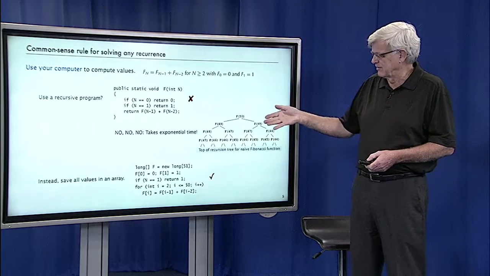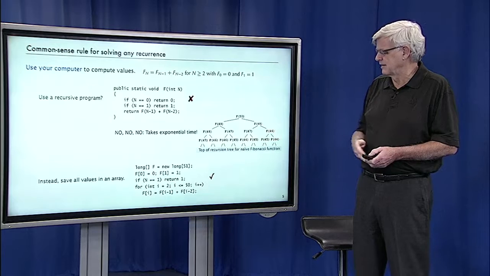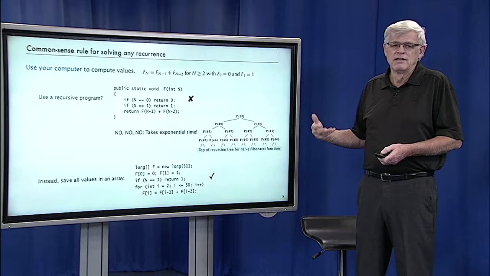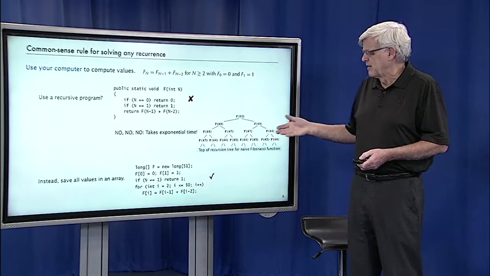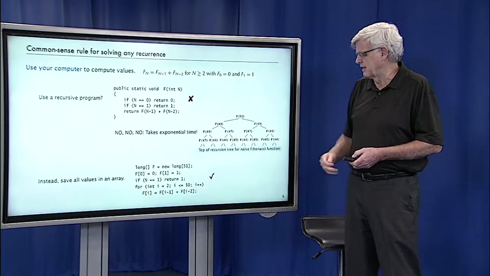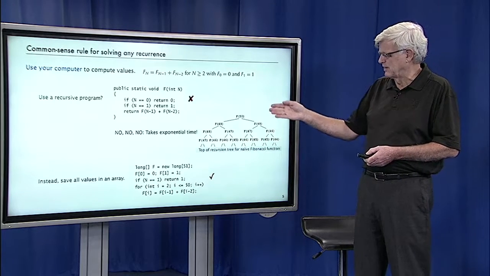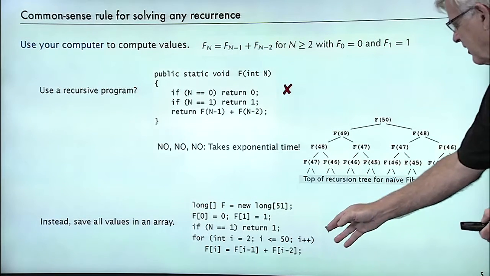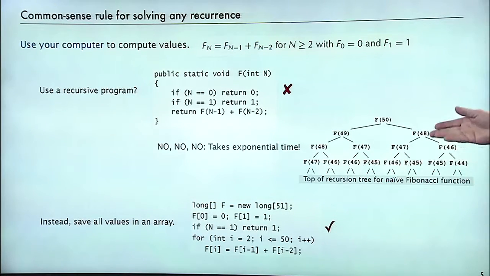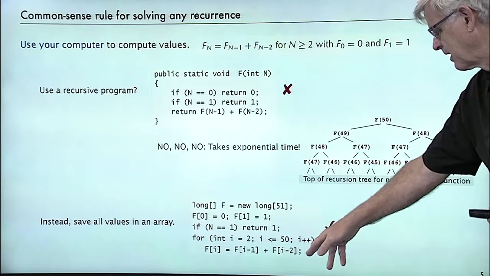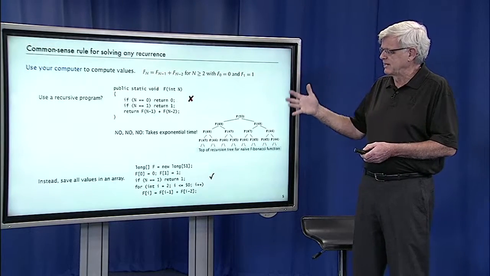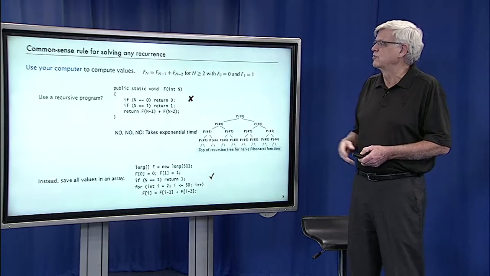Instead, what we do is save all the values in an array, and so we'll need an array entry for every value that we want to compute, but nowadays that's no problem. So in this case, if you want to compute f of 50, we make an array of size 51, set the first two values according to the initial conditions, and then simply go ahead and compute for every value in the sequence, its value from the previous two values. So that's a common sense way to deal with any recurrence. Just use an array.